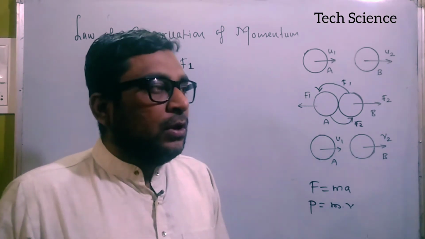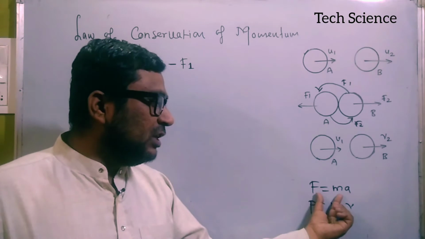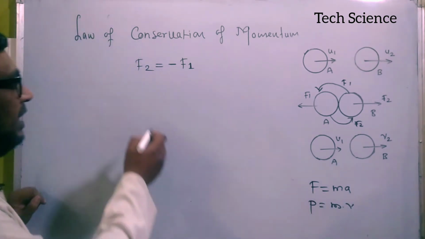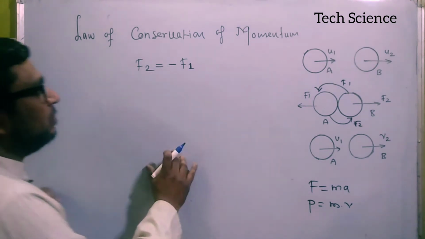Now here we know the derivation for the force F with respect to mass and acceleration. What is that? F equal to ma. In that case, suppose I have to derive the expression for F2. So what is the mass of A?